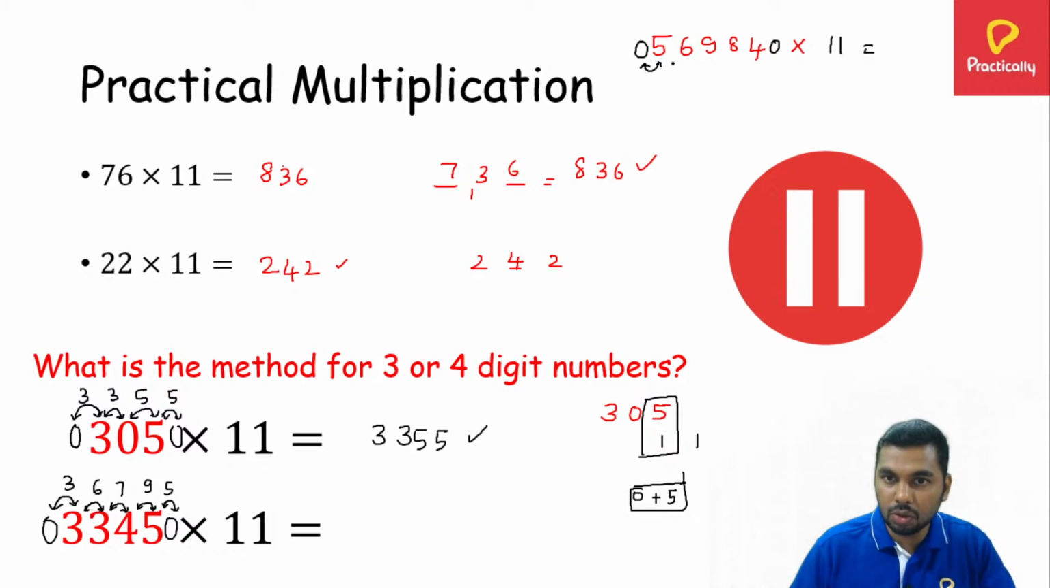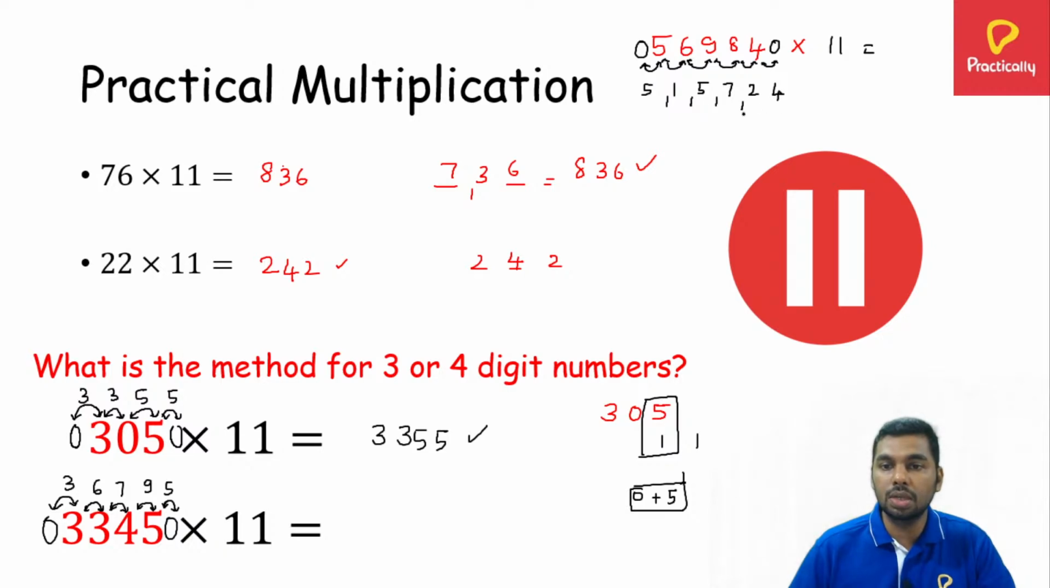You have to do 5 plus 0, 5 plus 6, 6 plus 9, 9 plus 8, 8 plus 4, 4 plus 0. So what is 0 plus 5? It's 5. 5 plus 6 is 11. 11 I'll write like this because 1 has to go as carry to the next place. 6 plus 9 is 15. 5 I'll write. 1 should go as carry to the next place. 9 plus 8 is 17. 1 should go as carry to the next place. 8 plus 4 is 12. Carry. The last digit is 4. 4 plus 0 is 4.